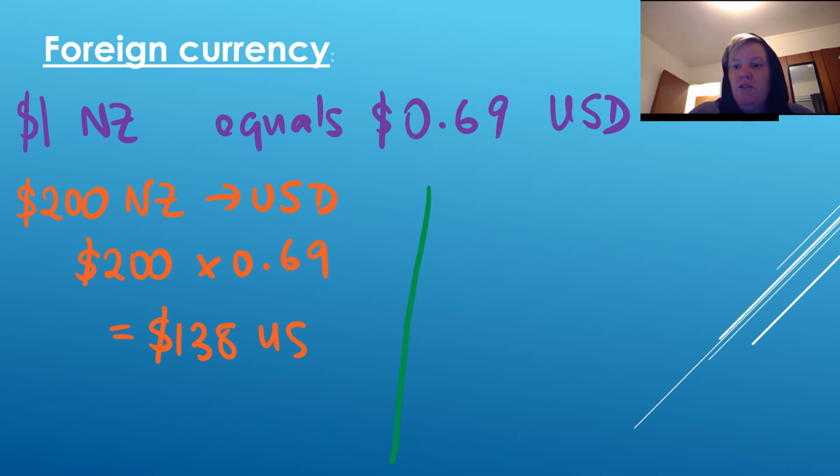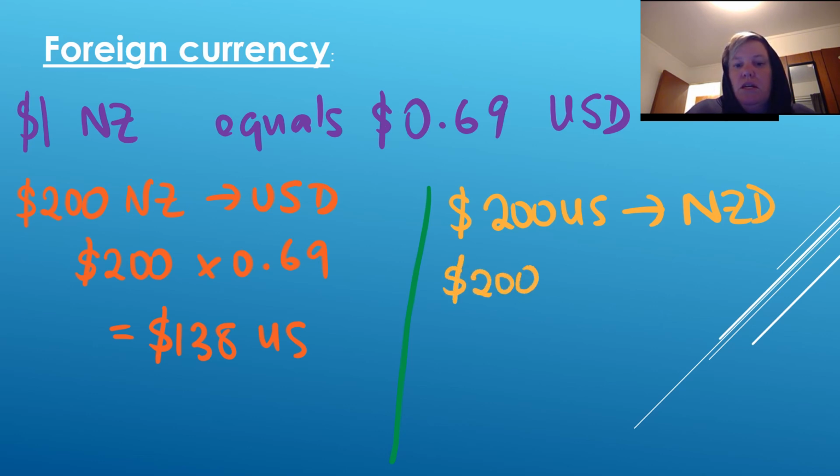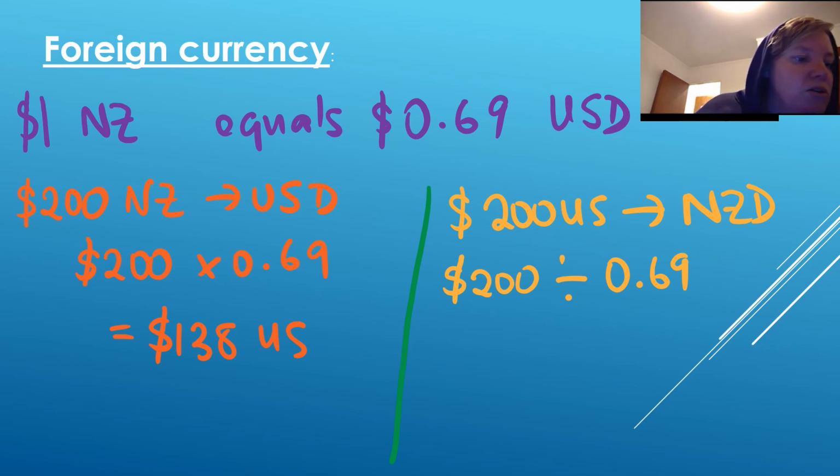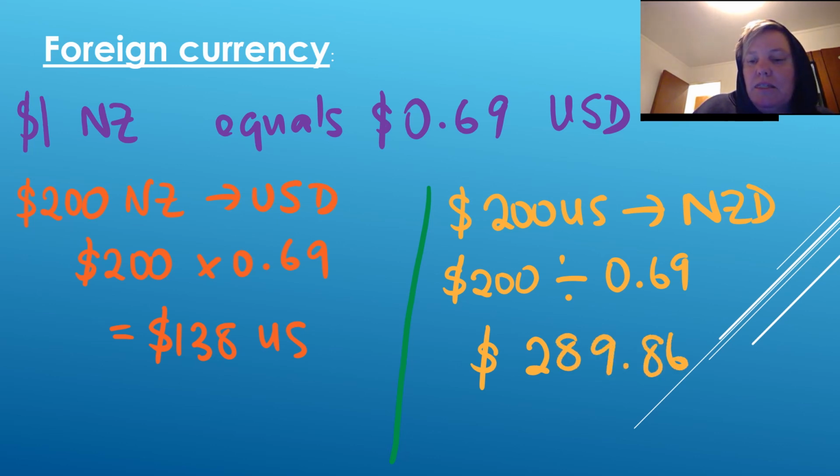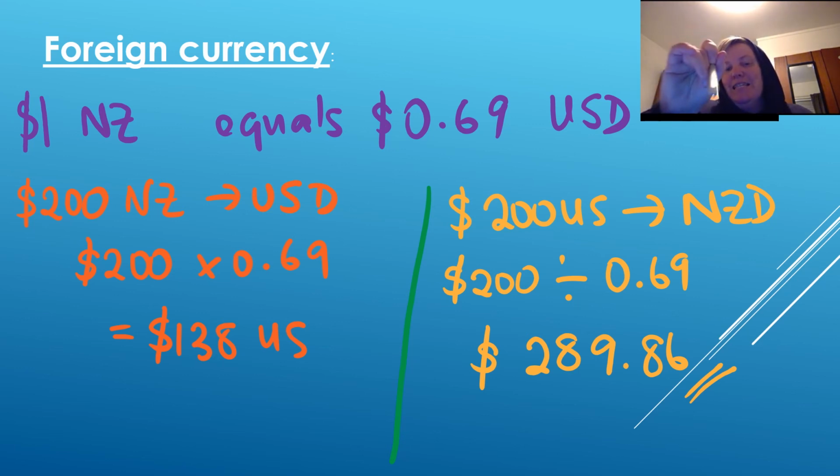On the other hand, if I do it the other way, if I have 200 US dollars and I want to turn them into New Zealand dollars, then I'm going to end up with more. So what you do there is you take the 200, and instead of timesing, you divide by the 0.69, the 69 cents. And that will tell you, wow, you will end up with $289.86. So the key is knowing which is worth more to start off with. In this case, $1 New Zealand equals less than $1 US, so the US is worth more. Okay, good luck.